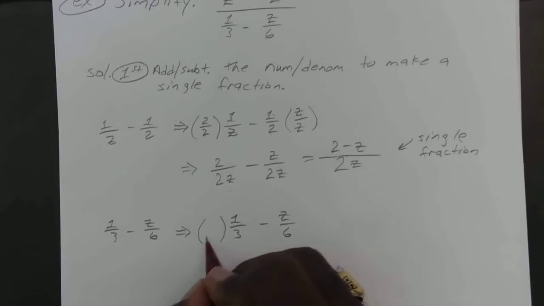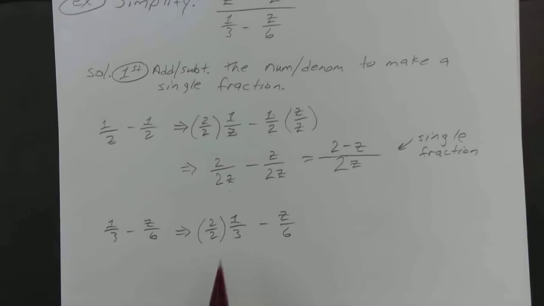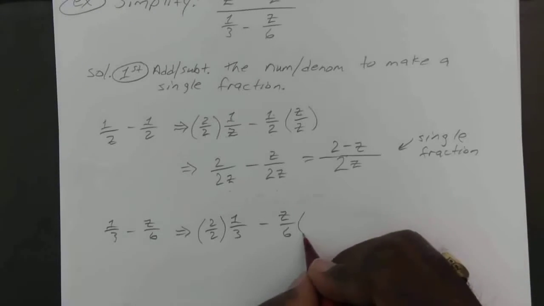Okay, so you multiply this one by 2 over 2, so that becomes 6. And this one, you can either leave it blank, or you can multiply by 1 over 1 just to do it.